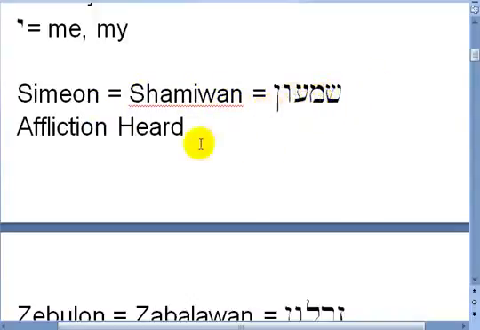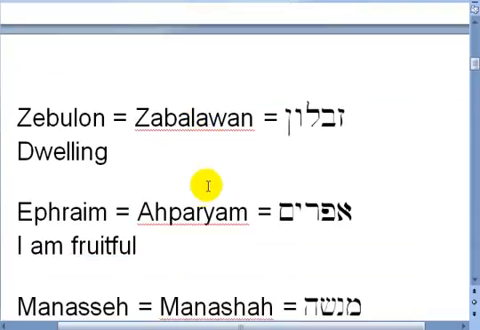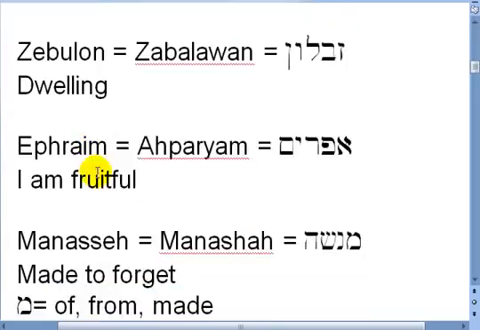All right, the next one is Simeon, Shemaiyon. Simeon is affliction heard. That's how you say Shemaiyon or Simeon, which is affliction heard. The next one is Zebulon, Zabalayon. Zabalayon is dwelling.